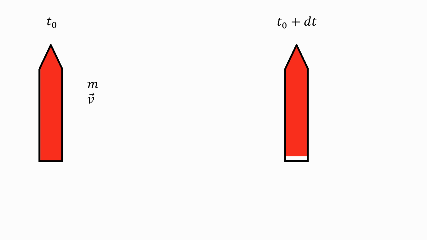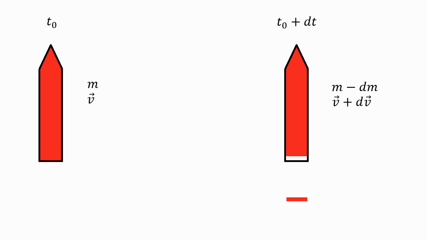After an infinitesimal time interval dt, the rocket has lost a small fraction of the initial propellant. Its mass is equal to the initial mass m minus the infinitesimal mass dm, which represents the amount of propellant lost in dt. Moreover, the rocket has been accelerated to the velocity v plus dv.